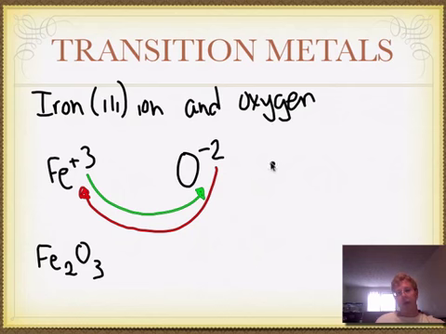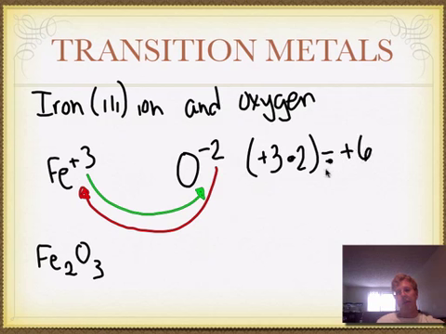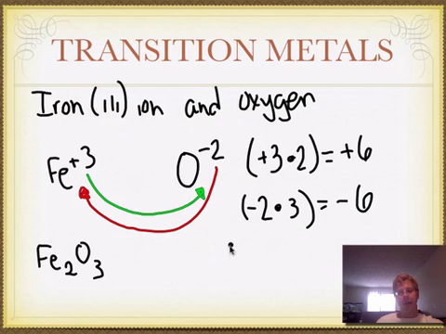If we do the math for this, let's say we have a positive 3 charge, and we're saying we need 2 atoms of that, okay, that's going to give me a positive 6. At the same time, if I have oxygen with its minus 2 charge, and we're saying we need 3 atoms of oxygen to balance it out, that gives me a minus 6 charge. So 6 minus 6, that equals 0. This is balanced. That's how you work with the transition metals.